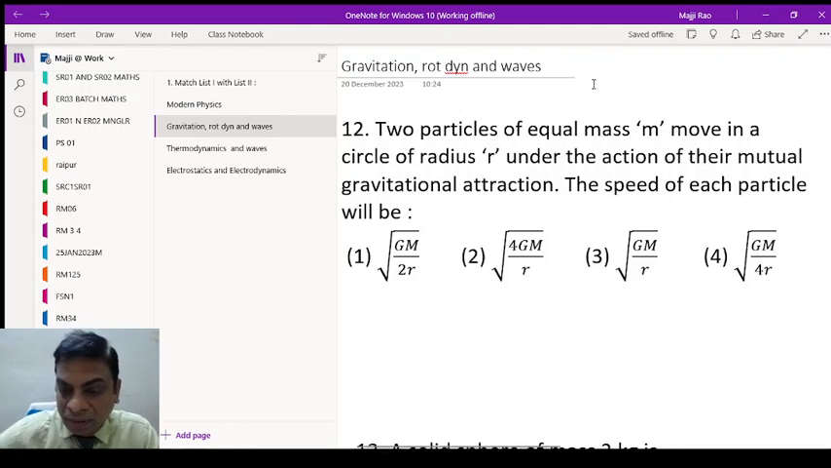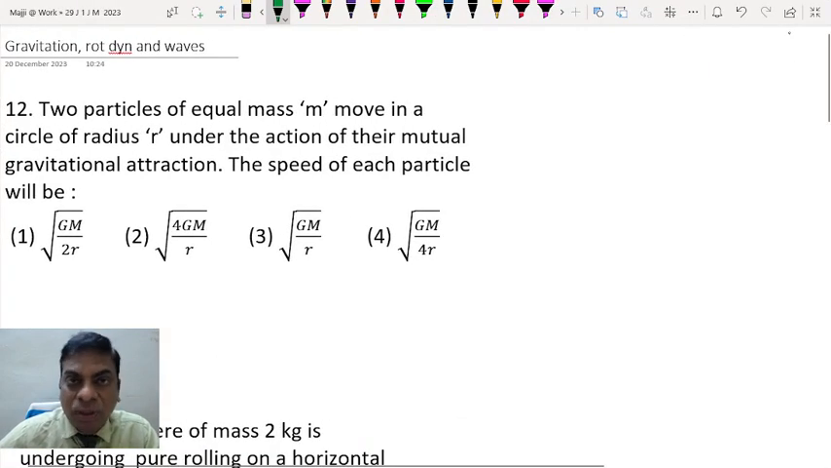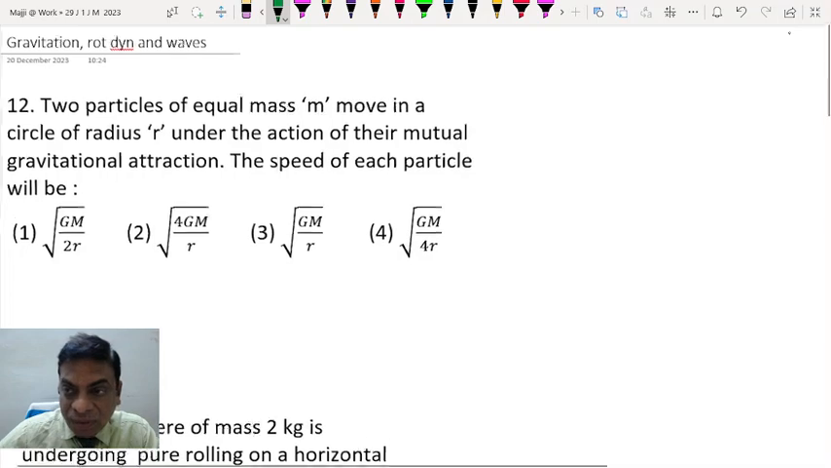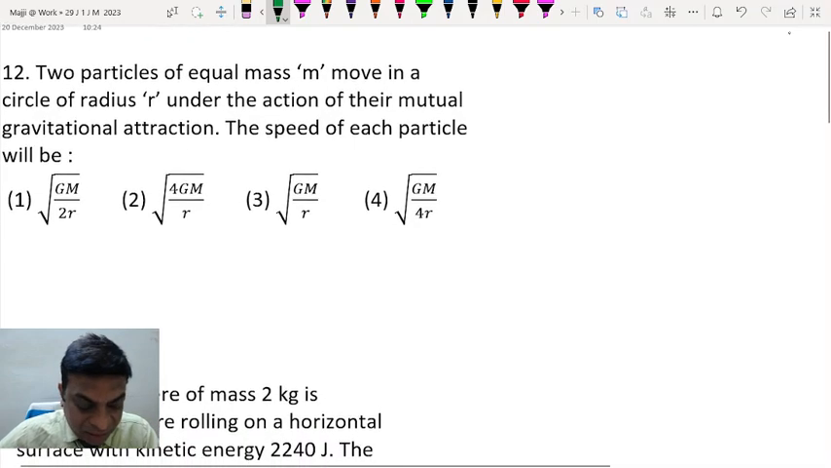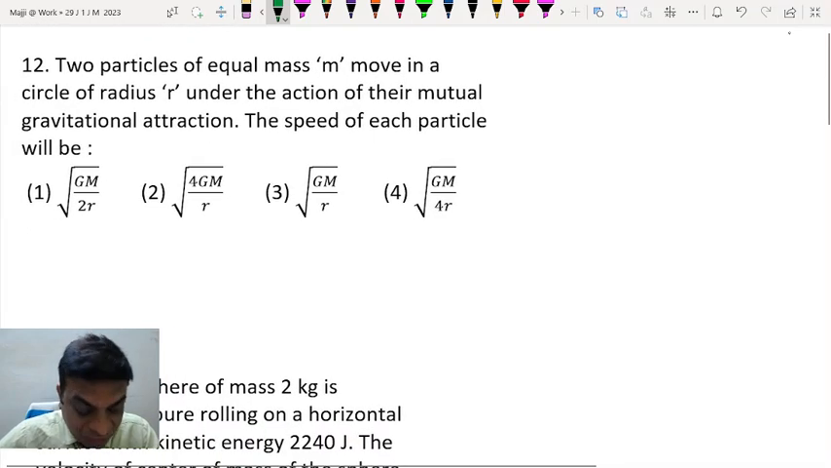Today I have come with a few questions based on gravitation and simple harmonic motion which were asked in the morning shift of 29th January 2023 JEE Mains. So without wasting time, let us discuss these questions. So here comes the first question.